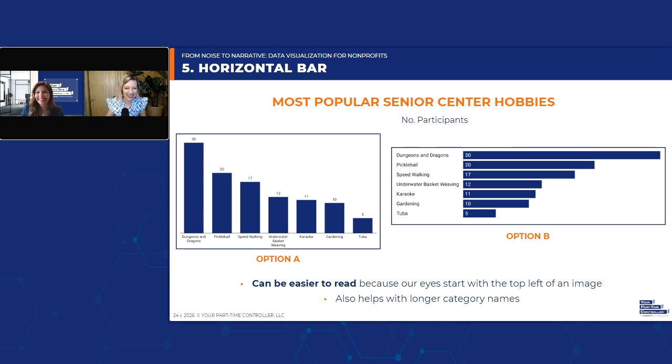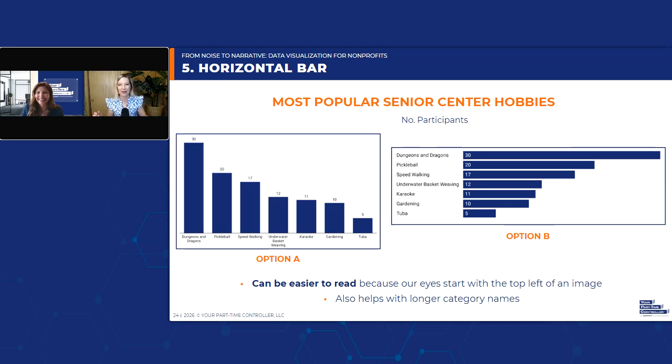Okay. What am I looking for? How many participants like gardening? Okay. I've got to go all the way down and I finally get to 10. Good. I saw lots of movement. Okay. So now let's do the horizontal axis.